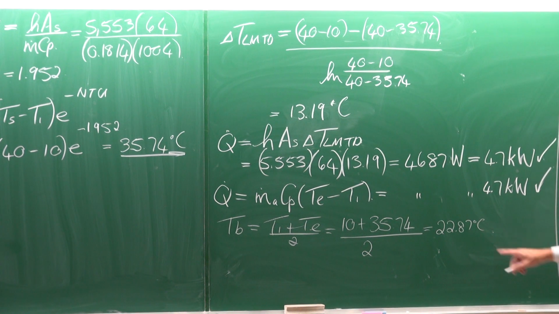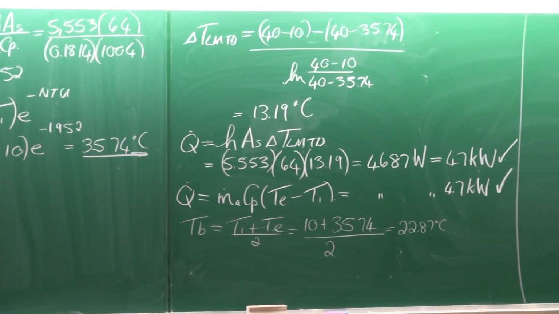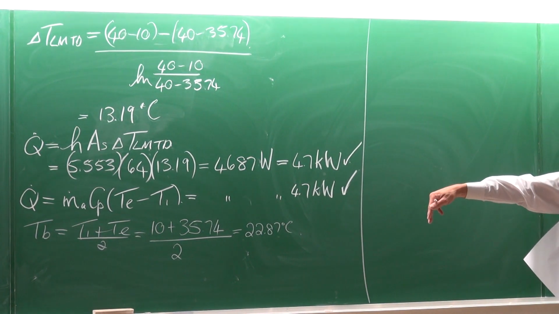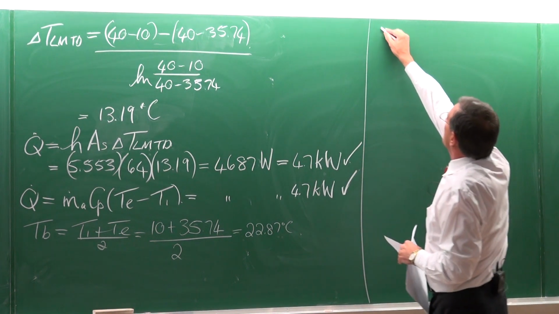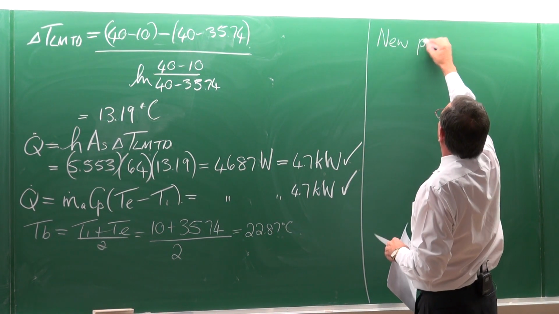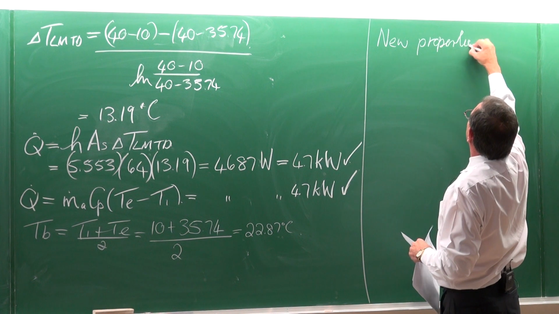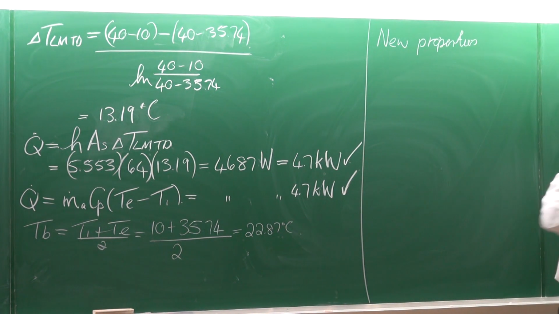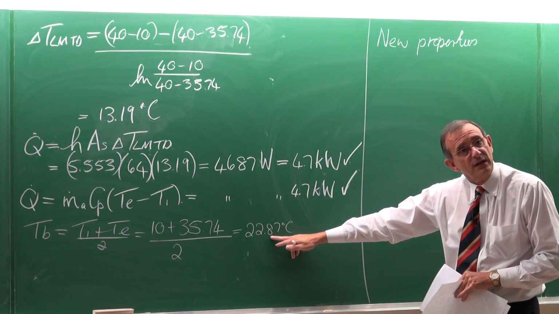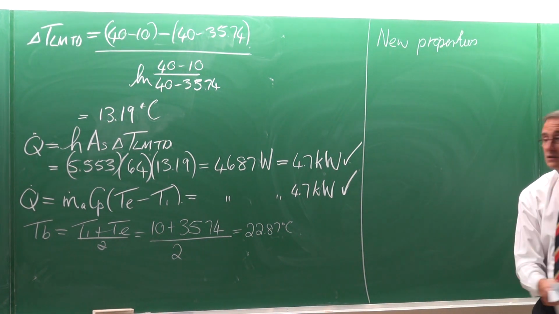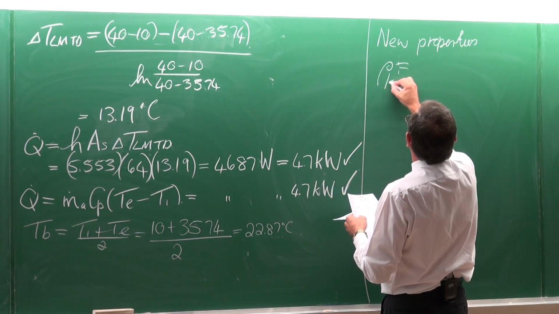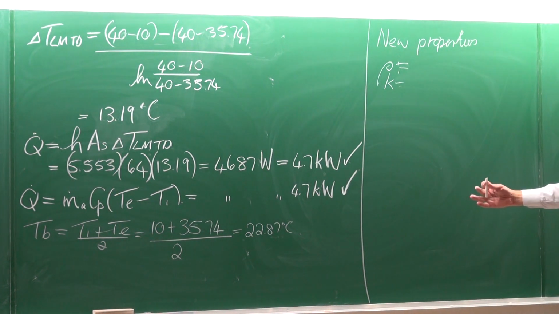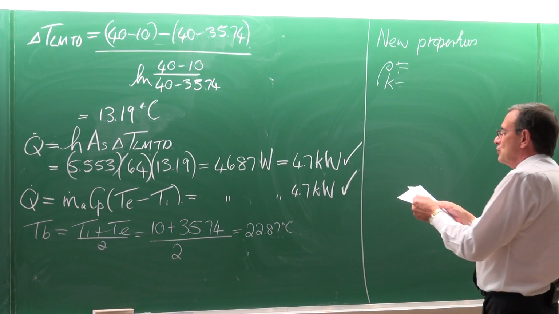Now, based on this bulk temperature, I redid all the calculations. So I did go and get new properties at that temperature, which means that you will have to do a little bit of interpolation in your textbook, or you will have to select a temperature of 23, and I think even for that you will have to do linear interpolation. So you can go and get all the new properties for rho, k, etc. I'm not going to write them down for you. And then redo all the calculations.